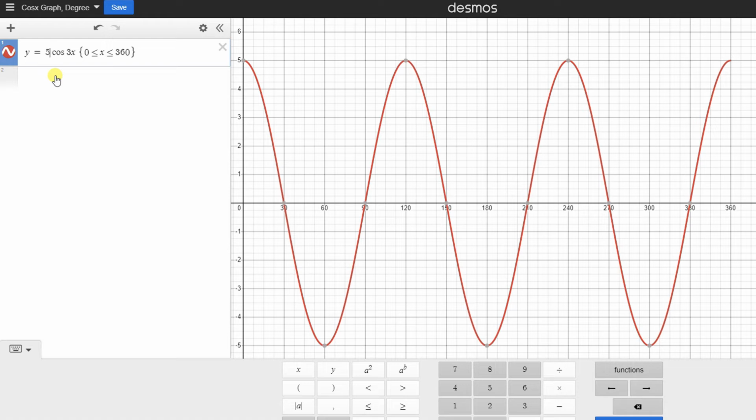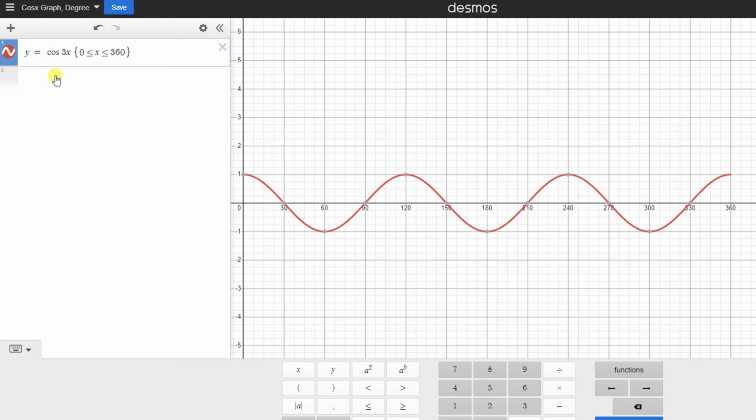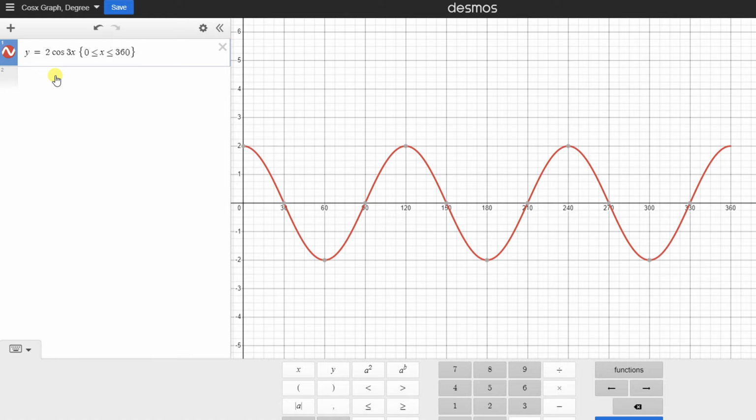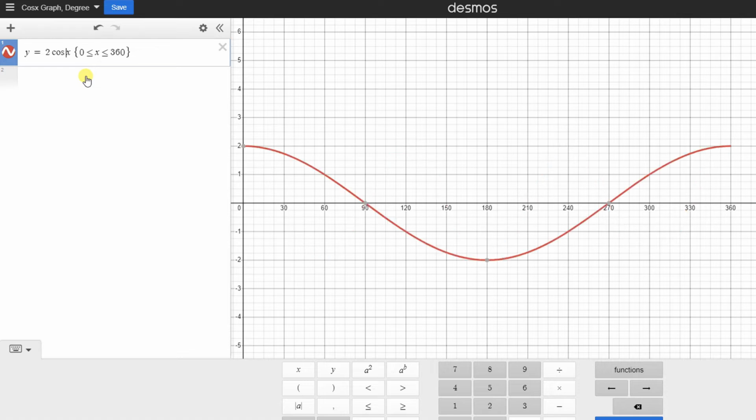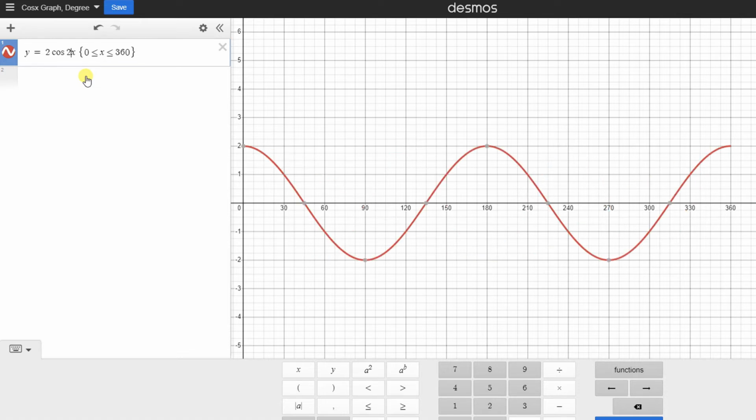Okay, and see, rather than changing this, I'm keeping this one as 2. I'm going to change the b value from here. It is written here as 3x. If I give 2 here, it means there are 2 cycles in 360 degrees: from 0 to 180 one cycle, then 180 to 360 another cycle.